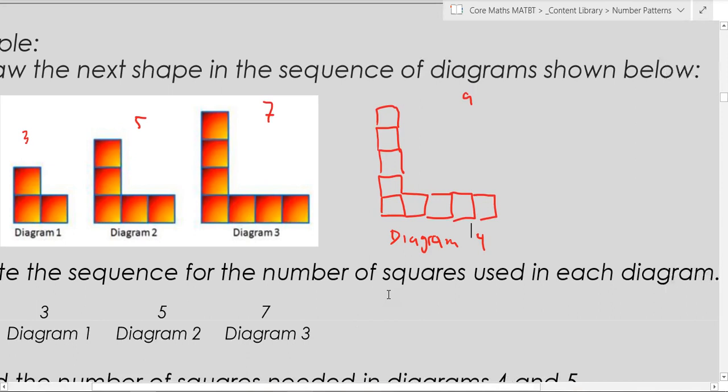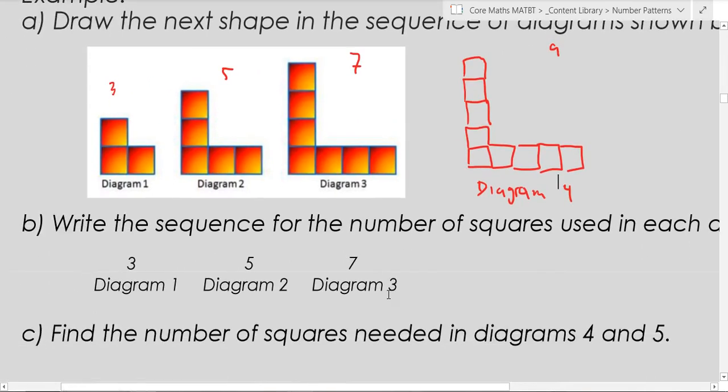Write the sequence for the number of squares used in each block. So we've done diagram 1 has 3, diagram 2 has 5, diagram 3 has 7, diagram 4 will have 9, okay, because it's adding 2 each time. Okay, so to get the next one, it's plus 2.